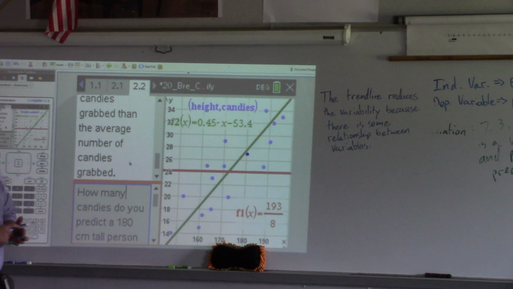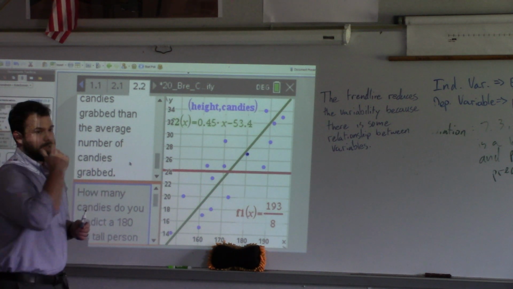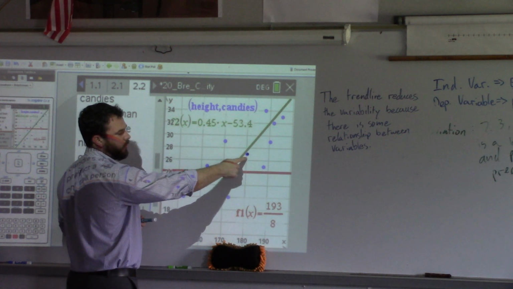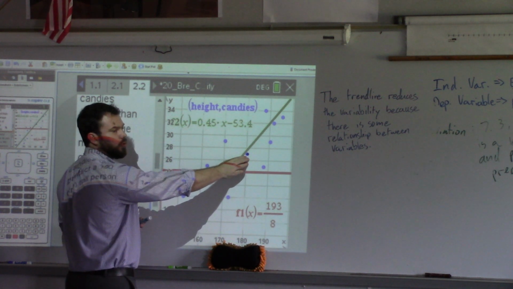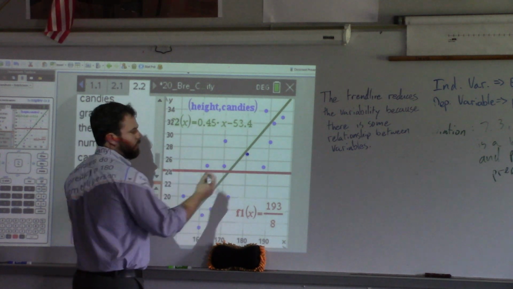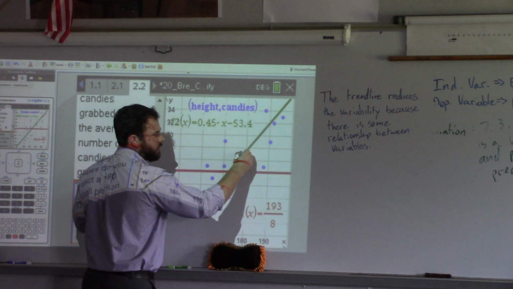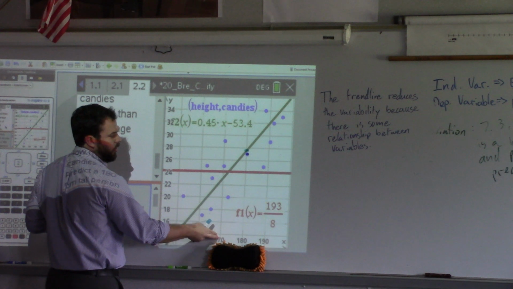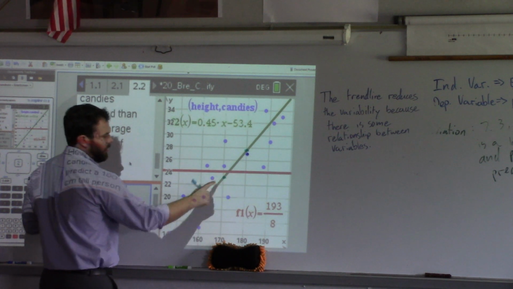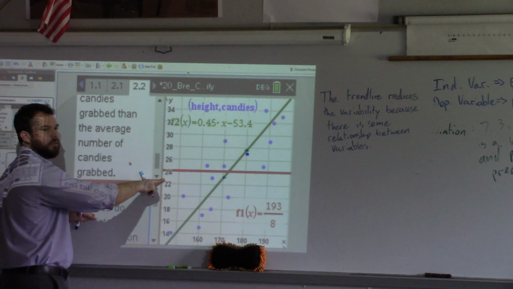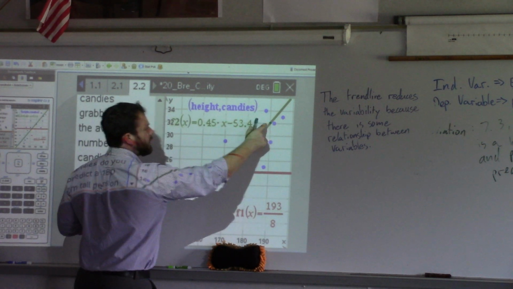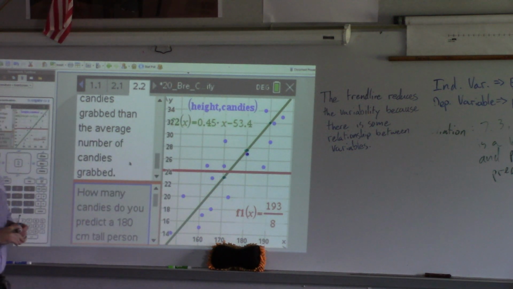The trend line. Remember, I asked what is predicted, not necessarily what someone did. This is what someone actually did. A 181 centimeter tall person took 27 candies, right? But what are we predicting? You see how the trend line is a prediction. Based on a 170 centimeter tall person, I would expect them to grab about 23 candies. A 190 centimeter tall person, I would expect them to grab 32 candies.